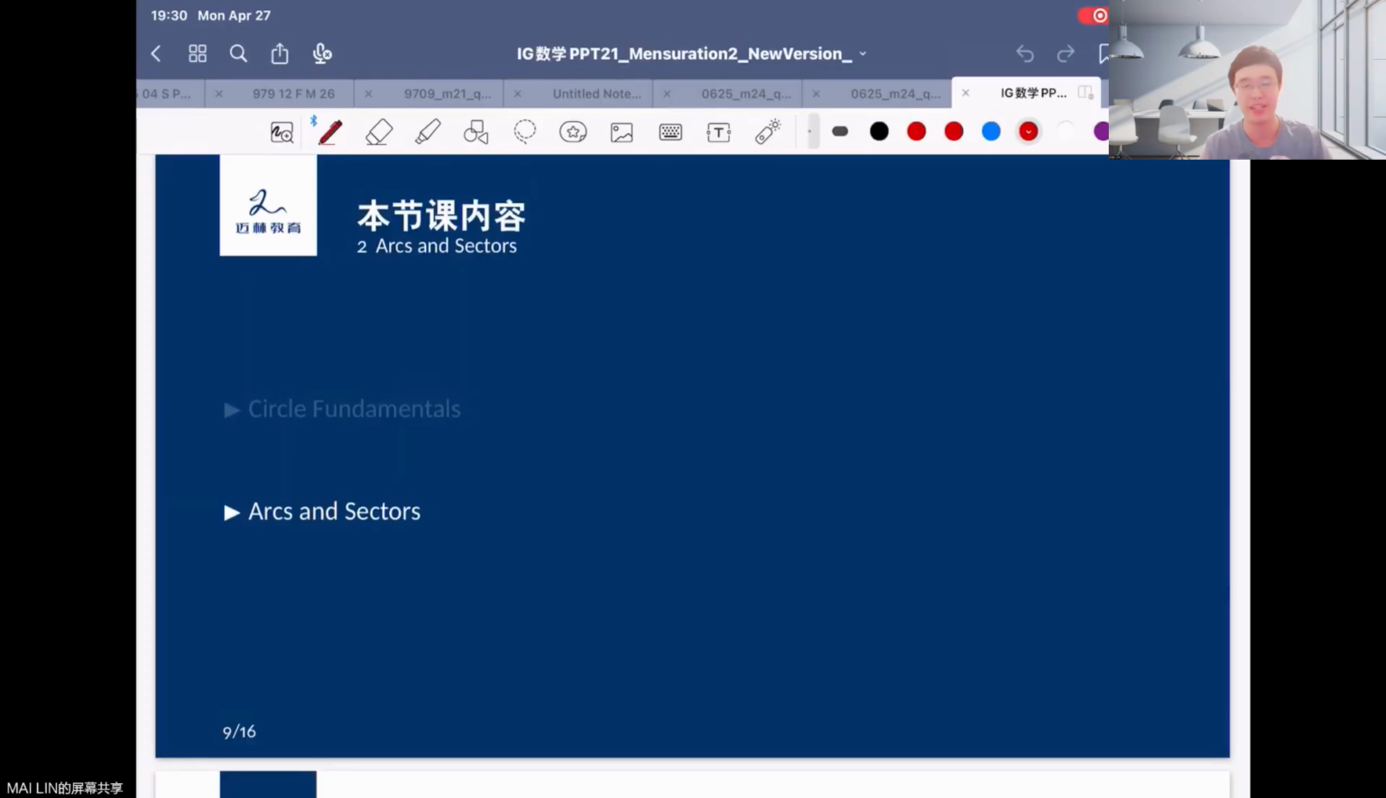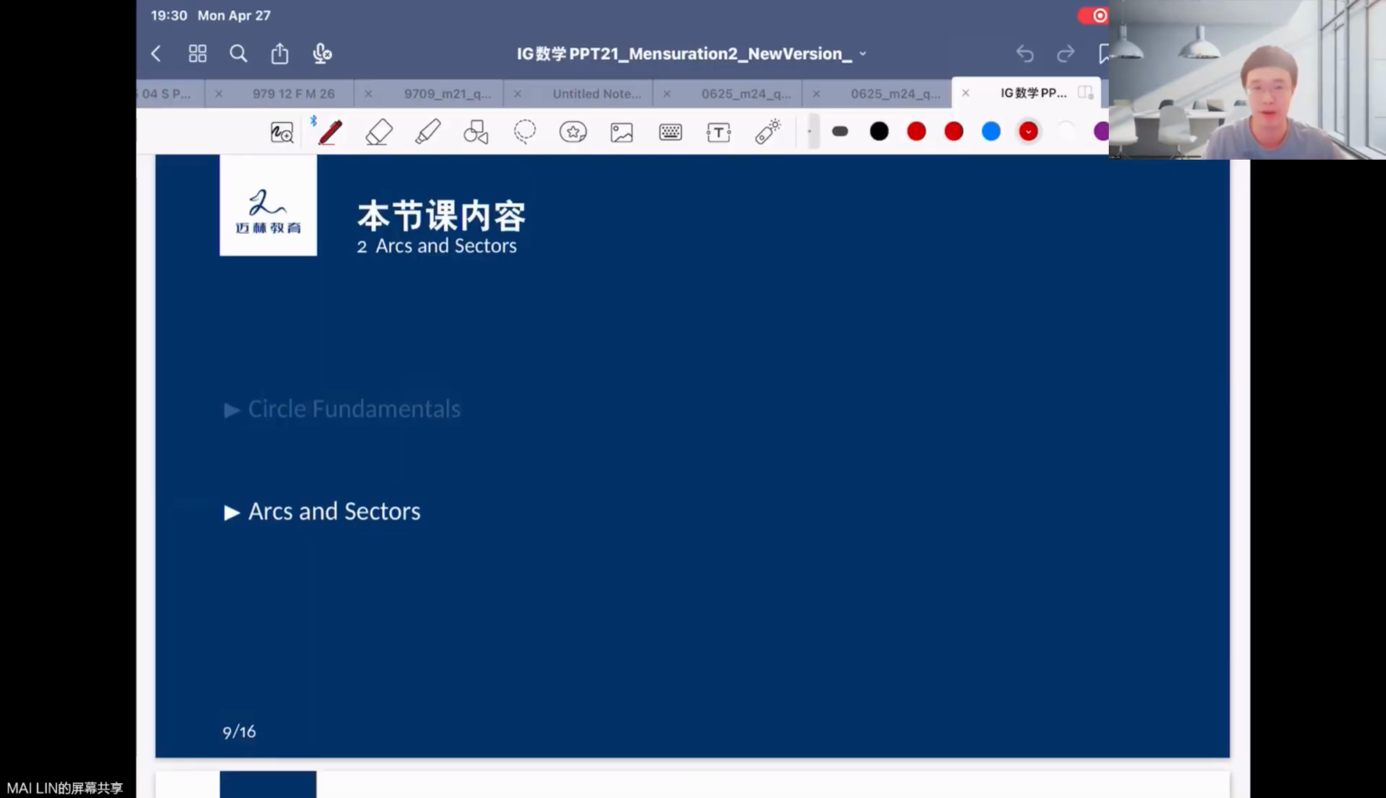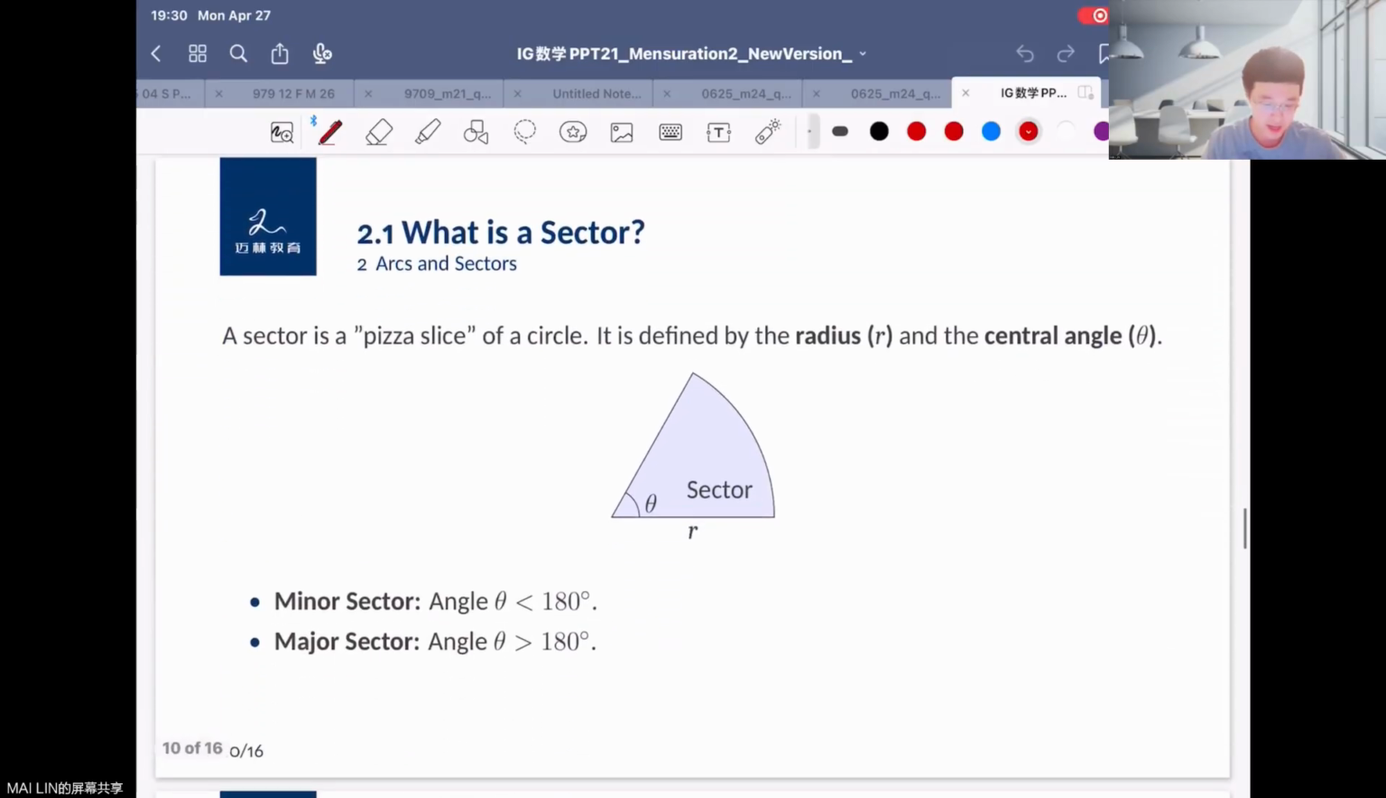Okay, hello guys. Today I'll talk about arcs and sectors. So let's move into the first part about arcs and sectors. So what is a sector?